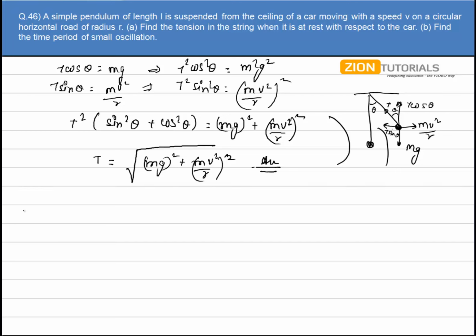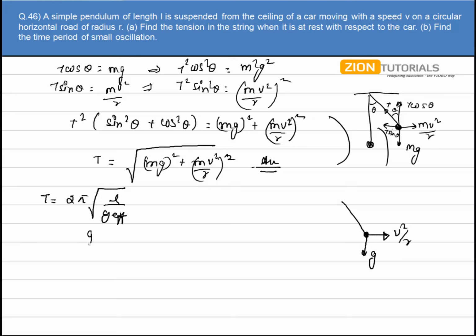In the second part, I have to calculate the time period of the small oscillations. As I told you in the previous question, in case of a simple pendulum, the time period is always given by T is equal to 2 pi under root of L by g effective. This g effective is the net acceleration of the bob. Now again it is very clear that g is acting downward and v square by r, that is the centripetal acceleration, is outward.